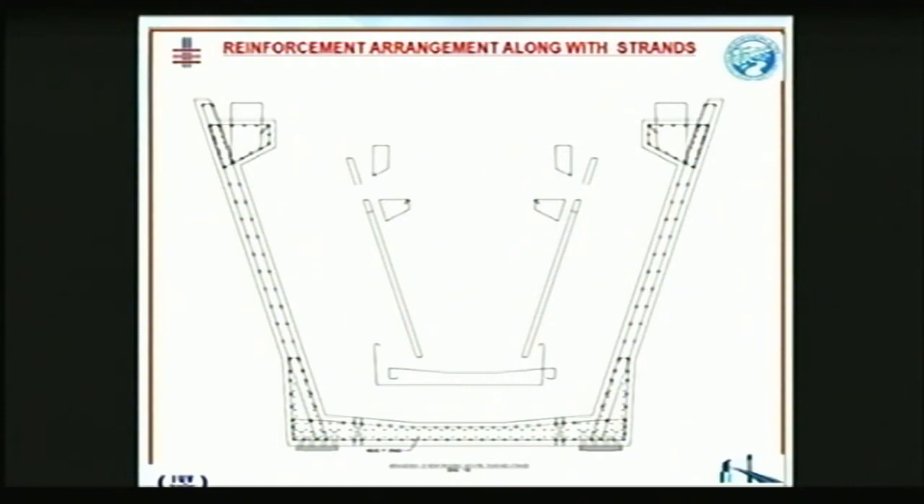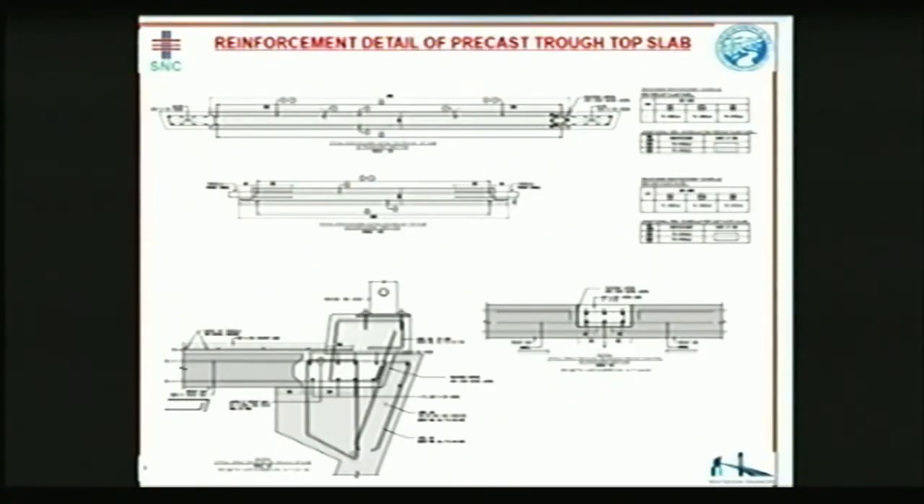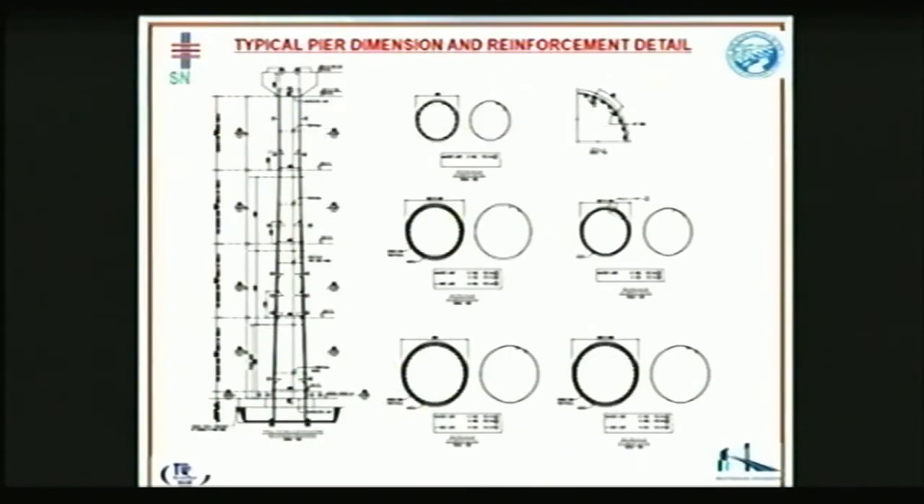This is the reinforcement detail. Need not bother too much about it. It goes well with the design issues. And this is what you can see here. In the lower portion is the bulb, which is coming from the vertical web, and the top portion is precast, and there is cast in situ stitching done between the trough and the top slab. And that was the cast in situ stitching which was carried out.